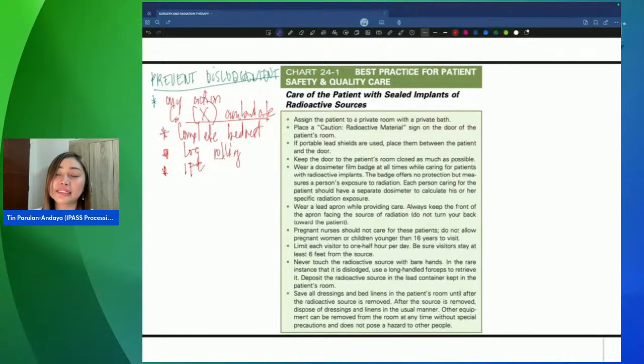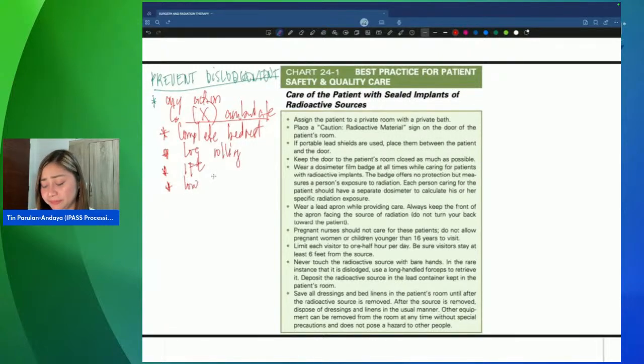For the diet, this one is a previous question. Can we give a low fiber or high fiber diet? What is the diet of this patient? You will just think that the patient will not ambulate. What is the best option for the diet? Low fiber or high fiber? We will give a low fiber diet.